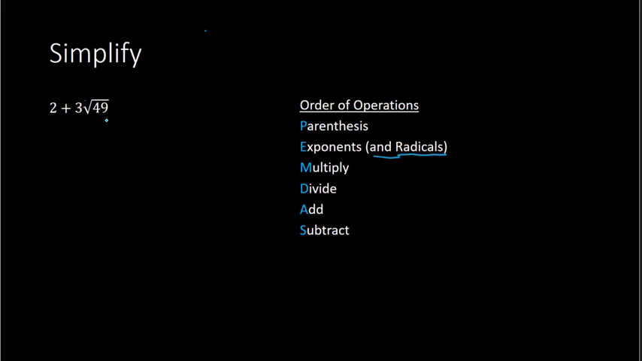So the square root of 49 is asking what squared gives me 49. And that's going to be 7, because 7 squared is 49. So I have 2 plus 3 times 7. Now I can multiply next to get 21, and then I add to get 23. So my solution is 23.